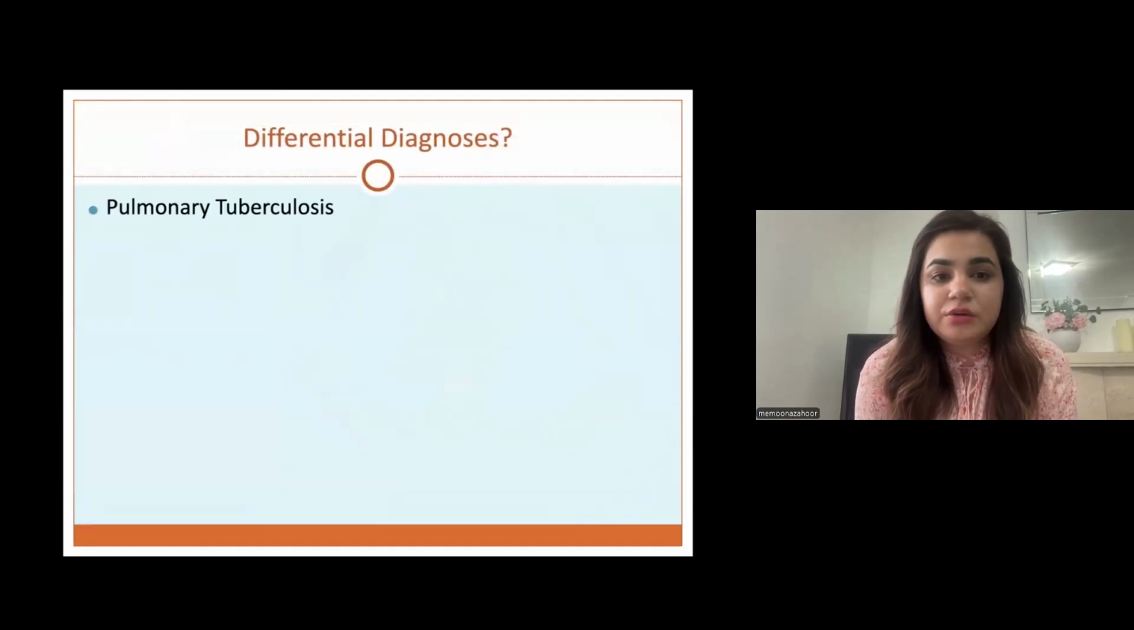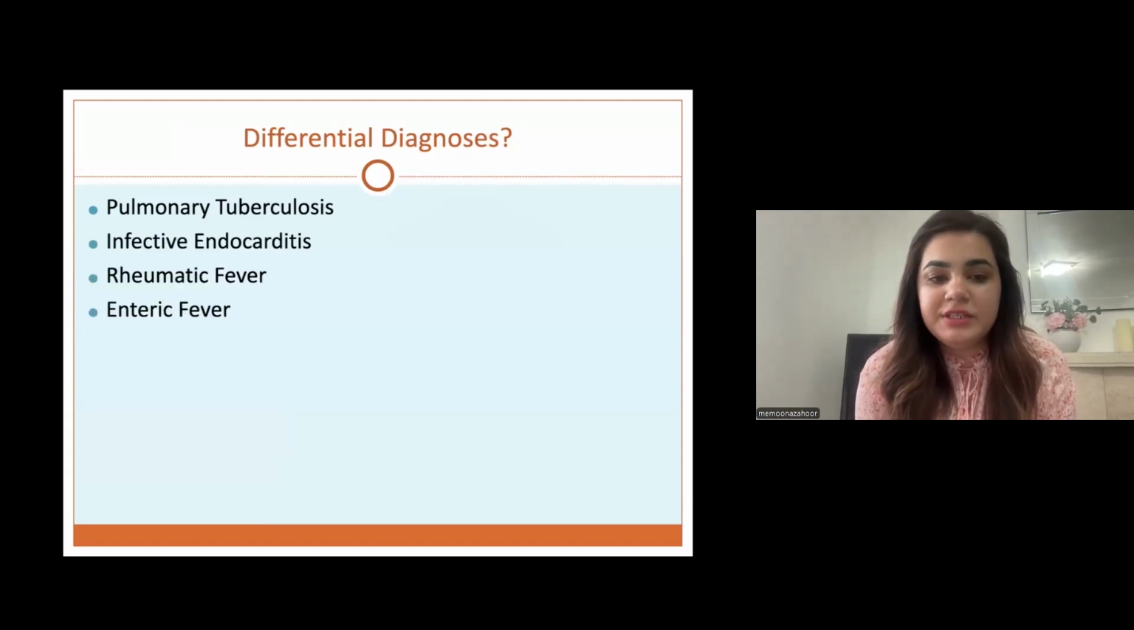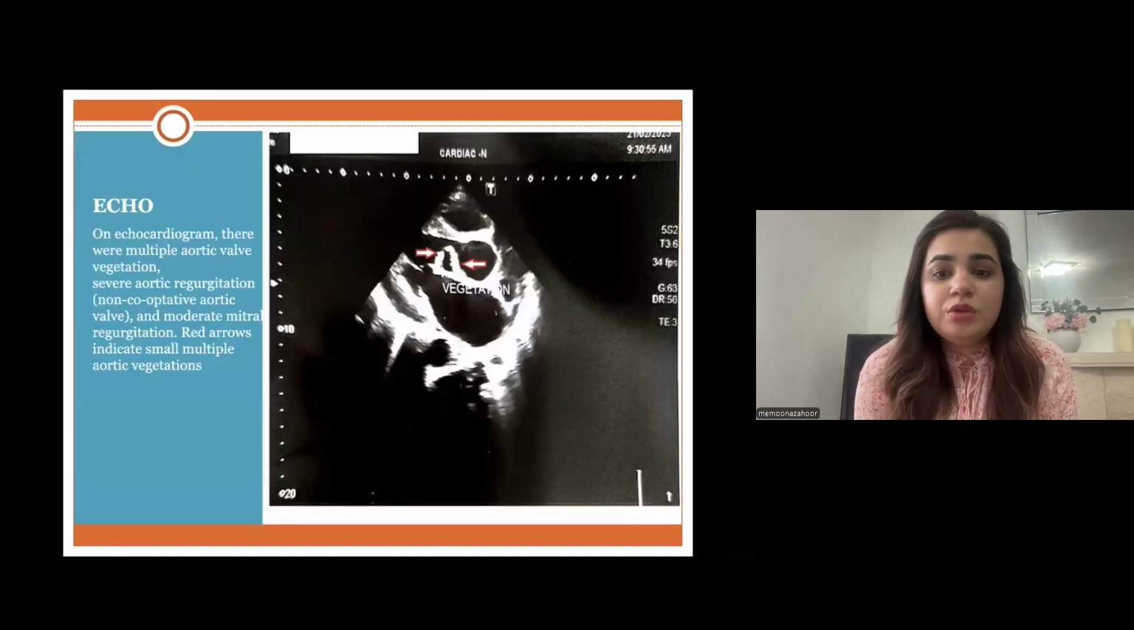So the differential diagnosis could have been pulmonary tuberculosis, infective endocarditis, although it would have been an unusual one, rheumatic fever, enteric fever, and vasculitis or connective tissue disease. Now, the echo finding was the most interesting one, because on echo we found multiple aortic valve vegetations, severe aortic regurgitation, and moderate mitral regurgitation. The arrow shows you the small multiple aortic vegetations.